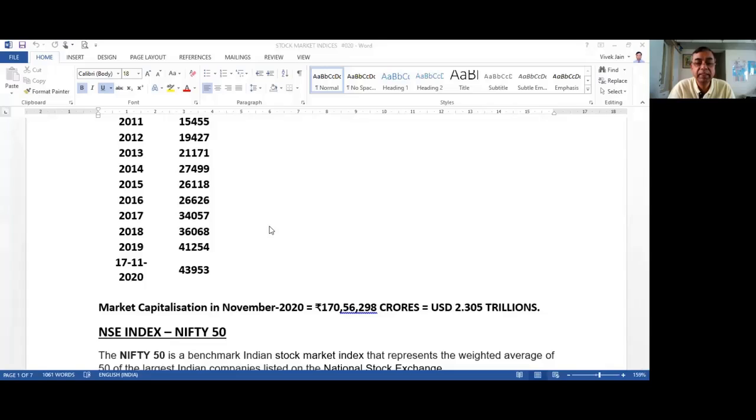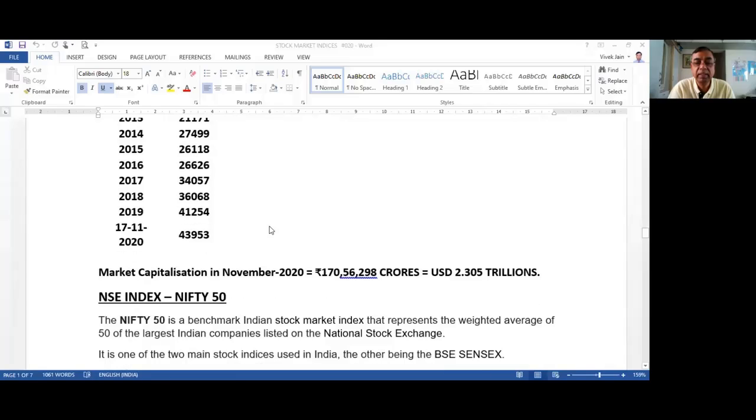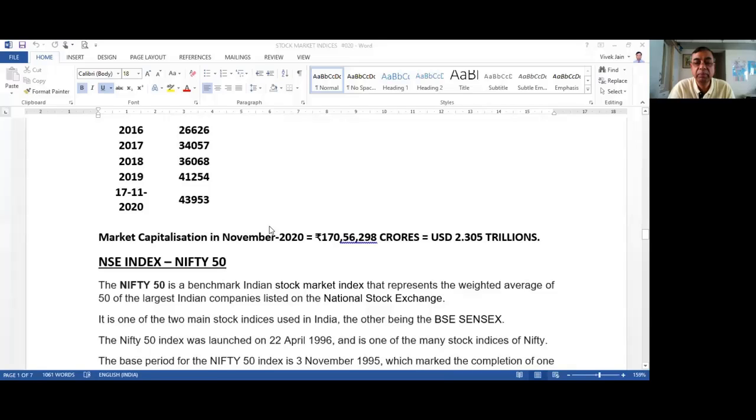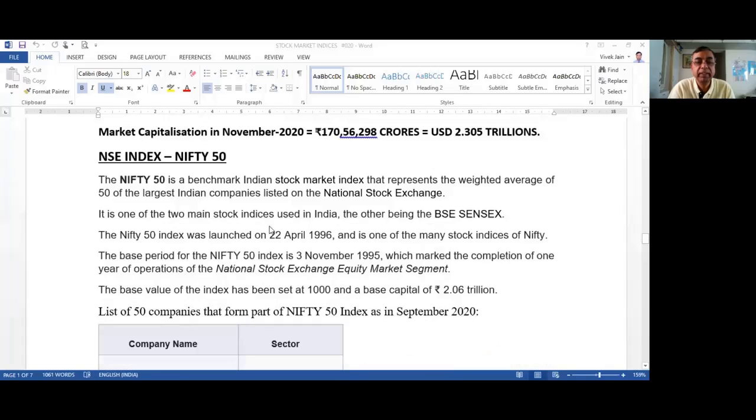The market capitalization in November 2020 of all the stocks listed in Bombay Stock Exchange amounted to 170 lakh crore Indian rupees, which is equivalent to 2.3 trillion US dollars, nearly less than 1/3 of the $8.33 trillion capitalization of the New York Stock Exchange. We take Nifty now. Nifty has chosen 50 stocks to be the benchmark of their index, 50 of the largest Indian companies which are listed on the National Stock Exchange.